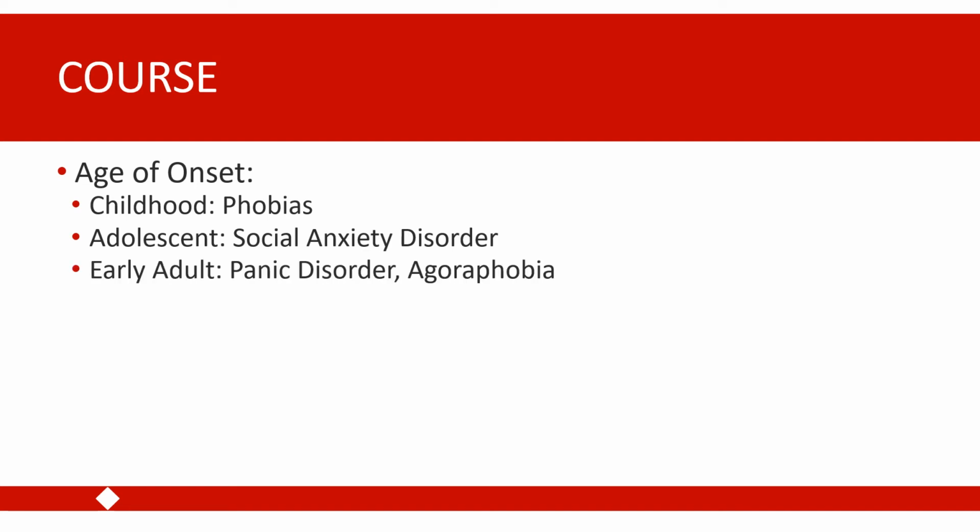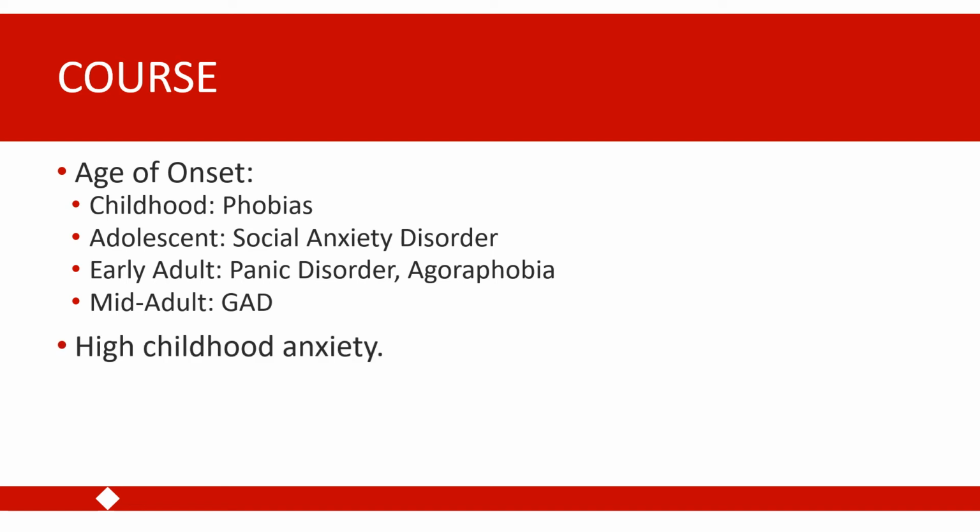Panic disorder and agoraphobia both are likely to have their onset in early adulthood. And of our anxiety disorders, GAD tends to have the latest age of onset, with characteristic onset in mid-adulthood. However, any of these anxiety disorders can have their onset at any point in the lifespan. Across all of our anxiety disorders, we see a high prevalence of childhood anxiety. So regardless of the point at which an individual's symptoms exceed a diagnostic threshold at which they meet criteria for an anxiety disorder, many individuals with an anxiety disorder will characterize themselves as having been anxious for their whole lives. So they'll say, I was a worried child, I've always been a worrier, I've always had a lot of anxiety, it's just gotten worse over time.